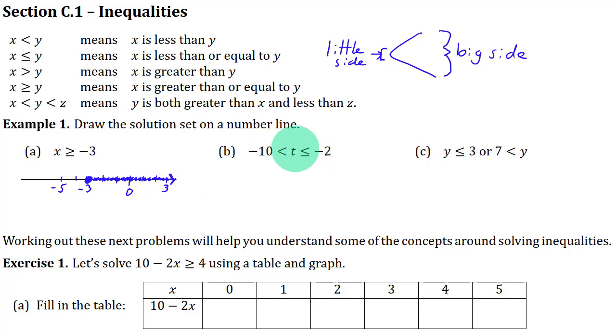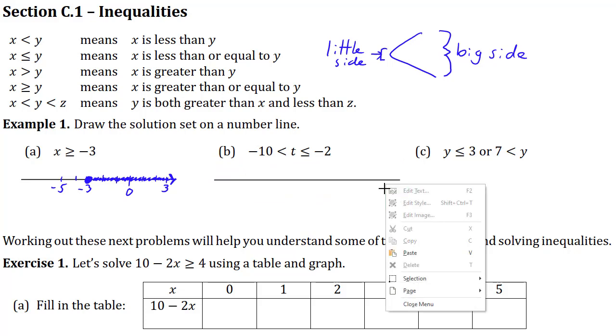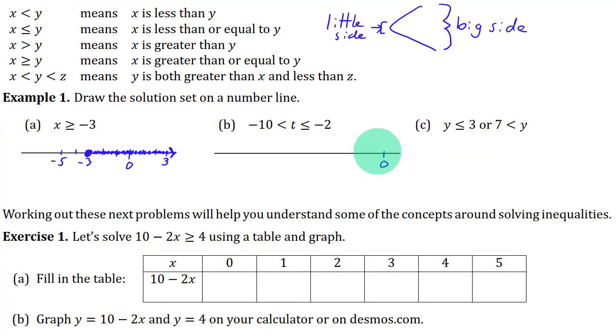And if we have this kind of thing where the t is in the middle of these two numbers, that's like this situation: if you have x is less than y and y is less than z. It's saying t is greater than -10 and t is less than or equal to -2. So it's in between -10 and -2. On a number line, you might want to draw 0 over here somewhere. We have -1, -2, and so on down to -10 right there. -2 would be right here.